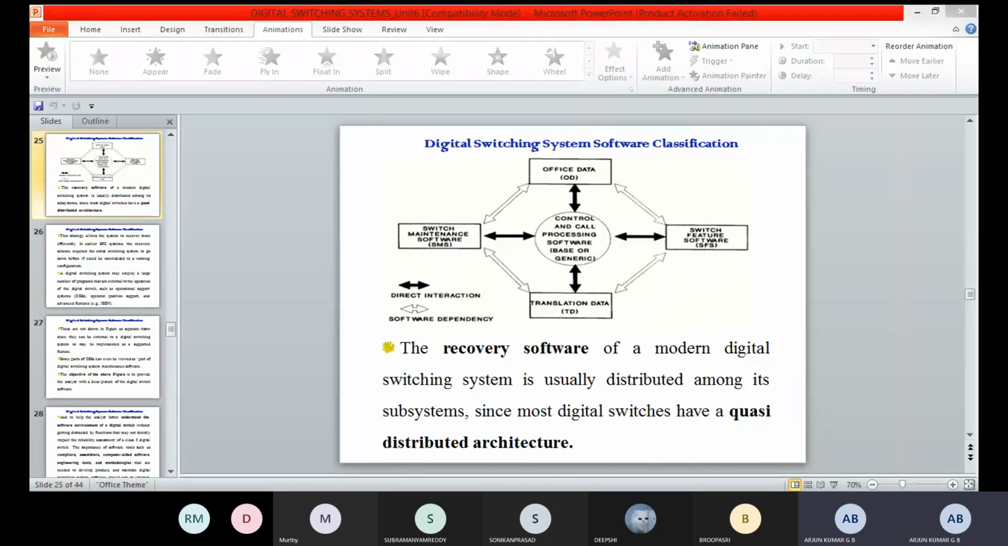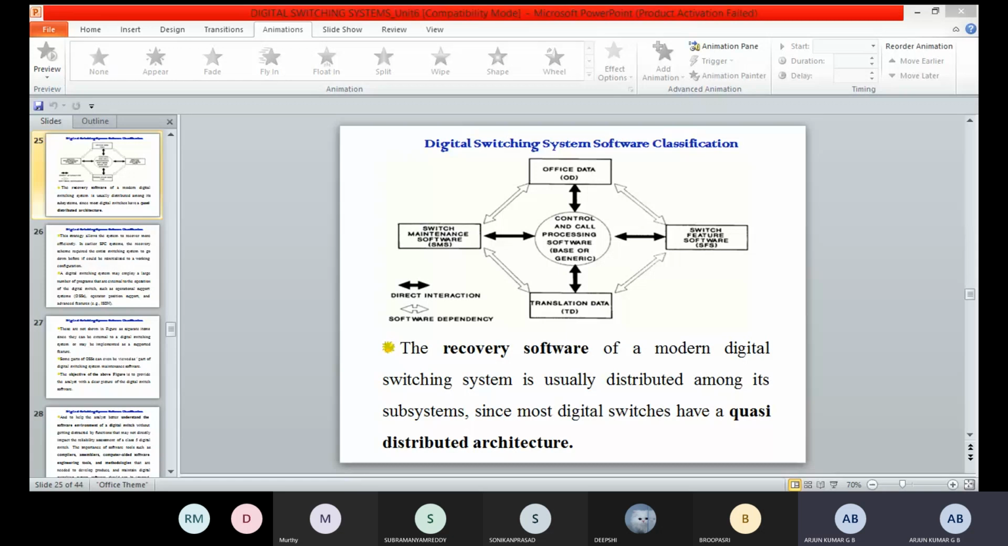Software dependency means if you go for maintaining the COs, initially we should know what is the exact office data. So the office data, which components are there, what is working or not working, on that data we will go for the maintenance. Similarly, translation data, how many customers are there and how they have activated things, we go for the maintenance. Maintenance data is for testing the feature functionalities. That's why the software will be dependent, depending on each other.